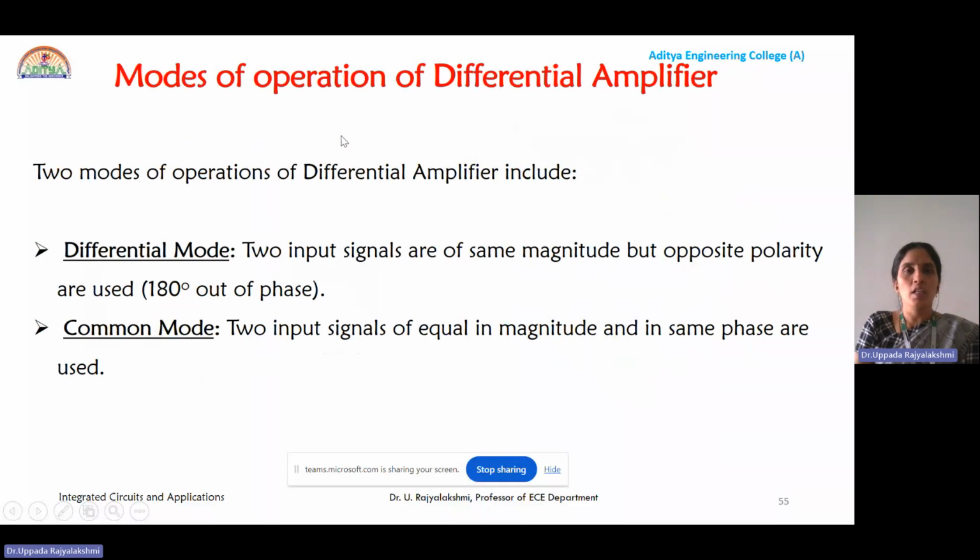Usually there are two modes of operation of differential amplifier. One is differential mode and the other one is common mode. In the differential mode, the two input signals applied at base terminals of the two transistors are equal in magnitude but opposite in polarity. That is, the two input signals are 180 degrees out of phase. And the second one is common mode, where the two input signals are equal in magnitude, and in terms of phase also they are equal.